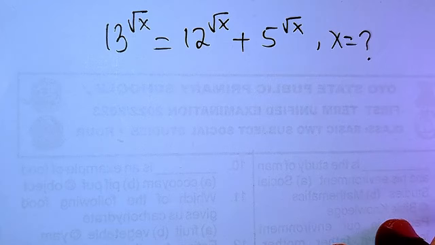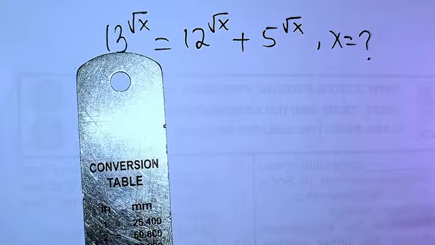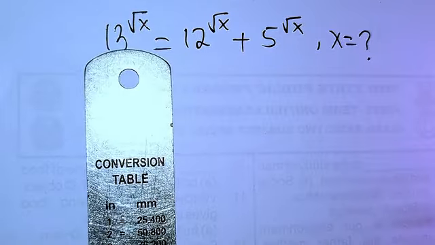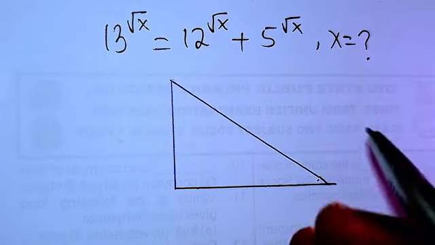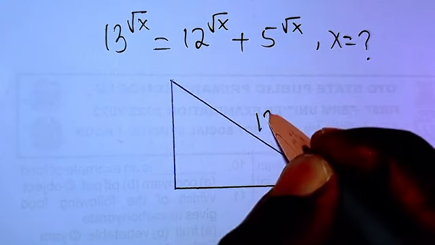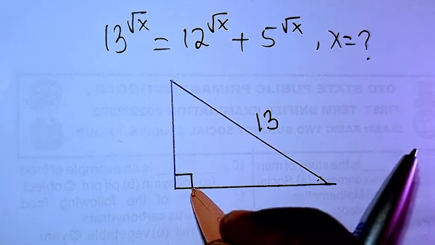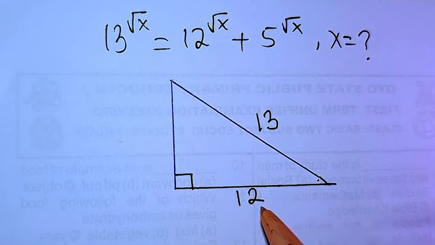Now, if you remember from this diagram, we have what we call the Pythagoras rule. Here, this is going to be 13, which is the hypotenuse. We have this is going to be 12, while this is going to be 5.